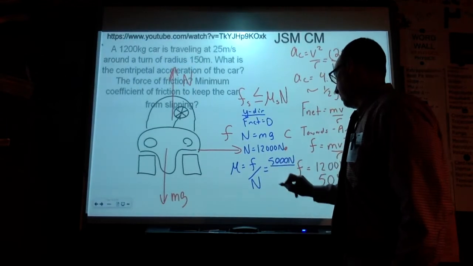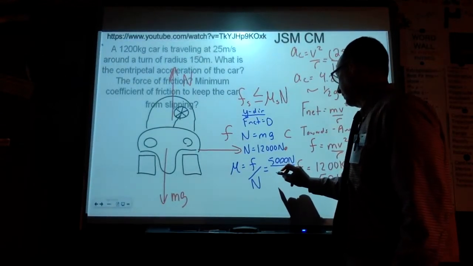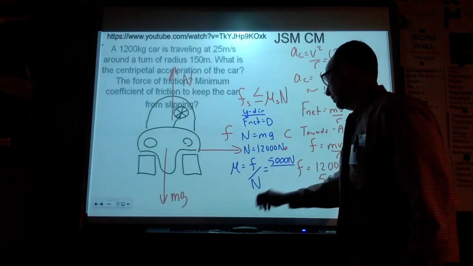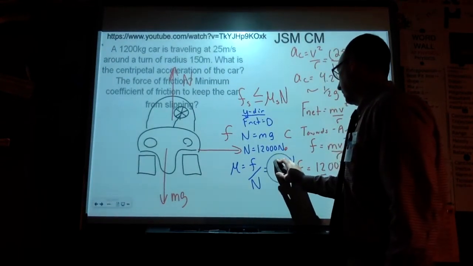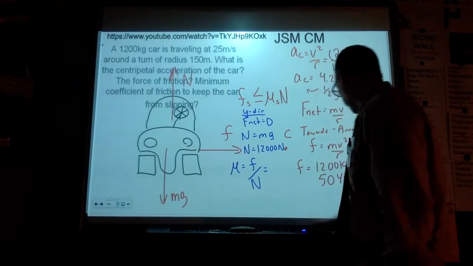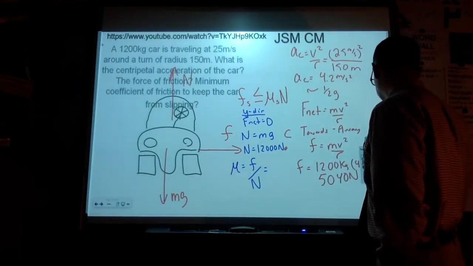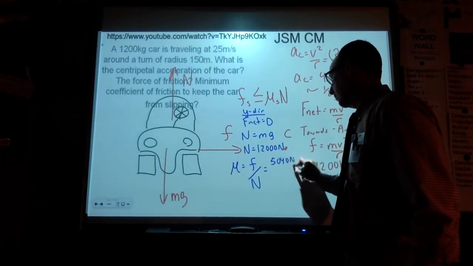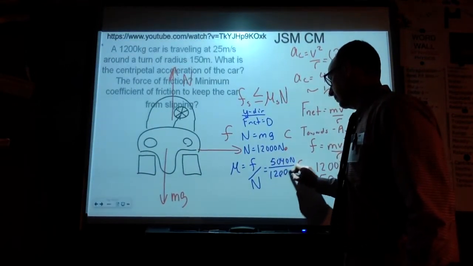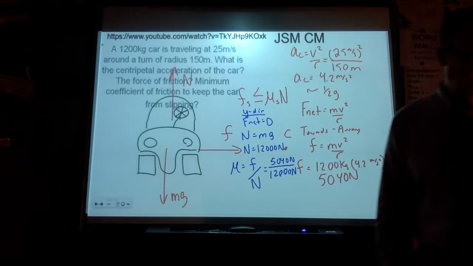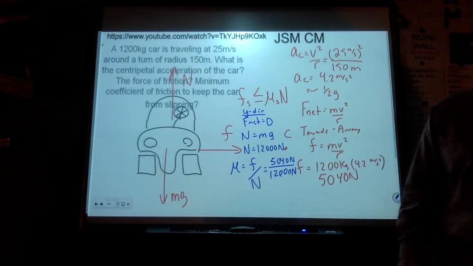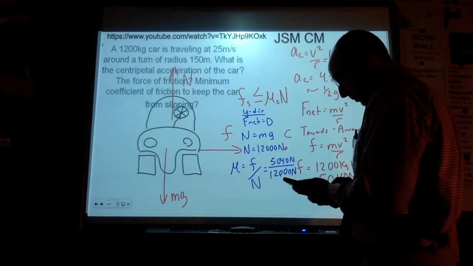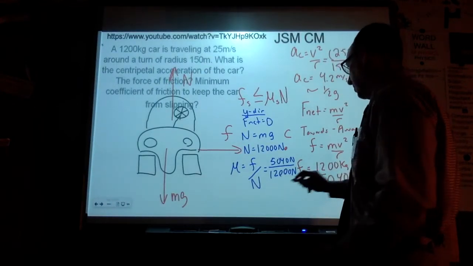So this is going to be 5,040 divided by 12,000. Again, mu is unitless. So we have 0.42.